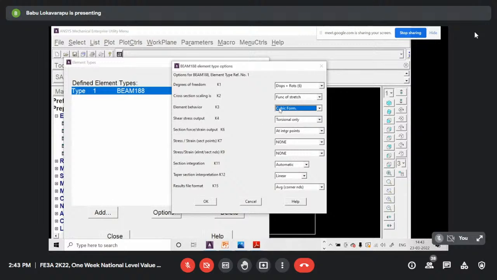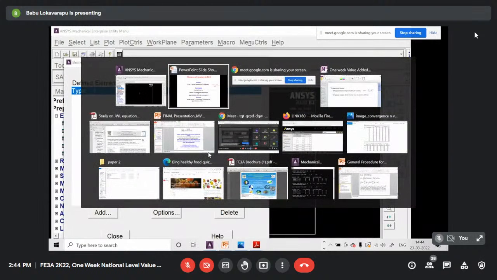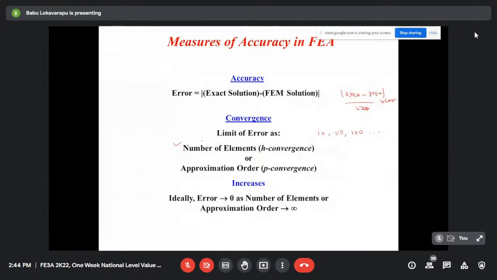So this you need to try. Then only you can see the difference. Not for simple problems. If you try to solve complex problems, then you can see the difference when you are moving from linear to quadratic, quadratic to cubic. This is what you should know as far as convergence is concerned. Whether you increase the number of elements or you increase the order, with both increases, ideally the error tends to zero. Remember, error tends to zero as the number of elements or approximation order increases.